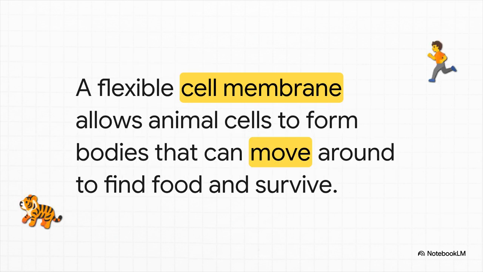But animals? We're a totally different story. We have to move. We need to find food, build shelters, escape danger, so that flexible cell membrane is everything. It lets our cells specialize to become muscles that contract or nerves that send signals. All the parts of a body that can run and jump and swim, our cells are built for action.